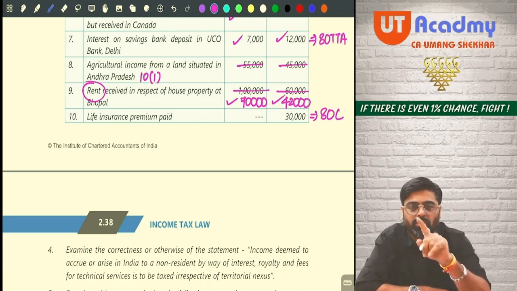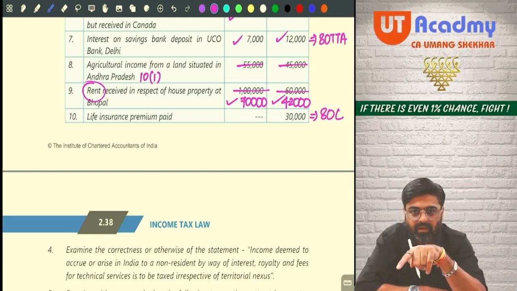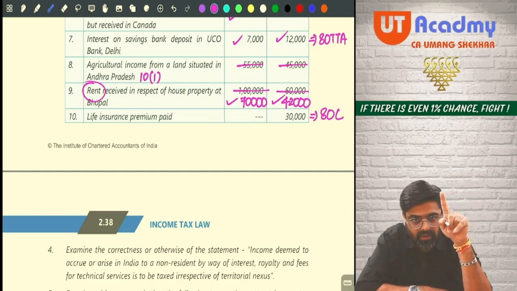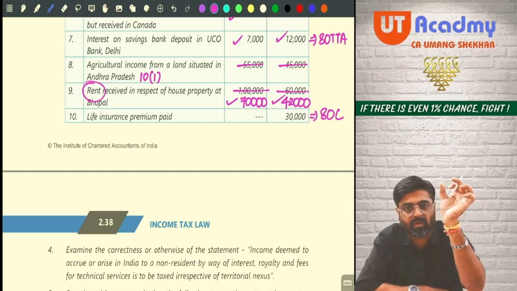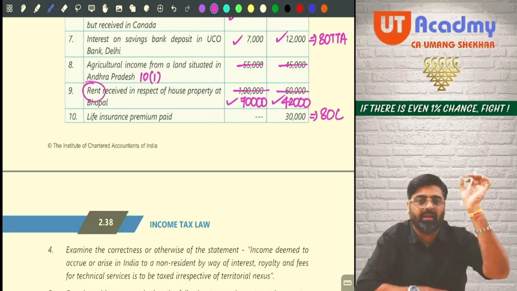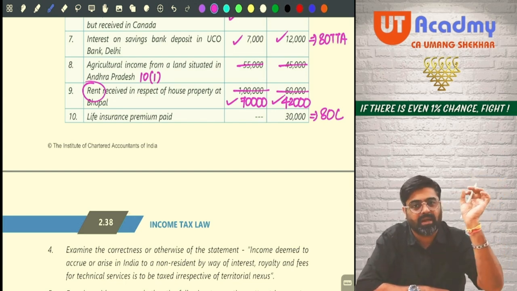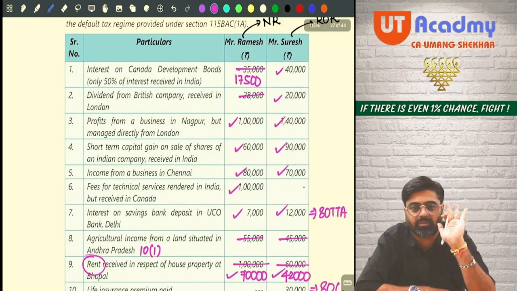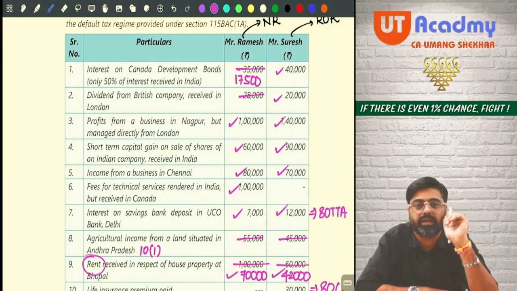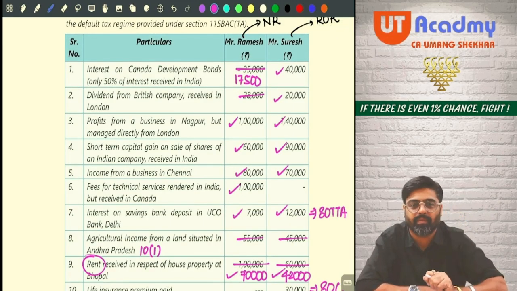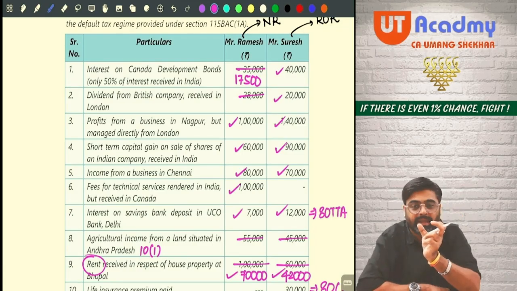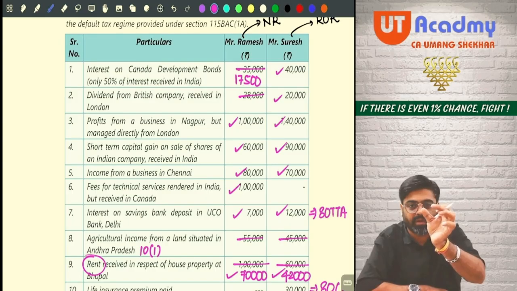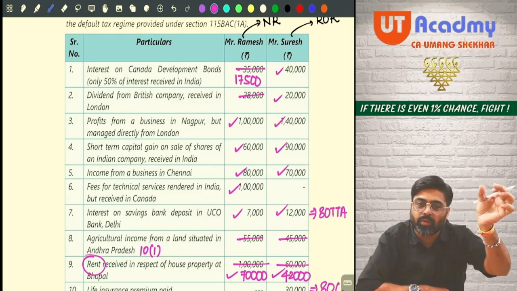We are supposed to make a table, particulars. Then in that we'll write Ramesh and we'll write the status there only, non-resident. And another column, Suresh, we'll write the status ROR only. And now one by one we'll start writing the incomes. First income, accrued outside India, underline. Received in India, next line, received outside India. Received in India, 17,500. And here 20,000.